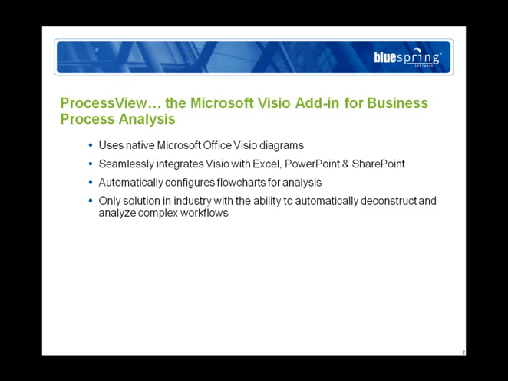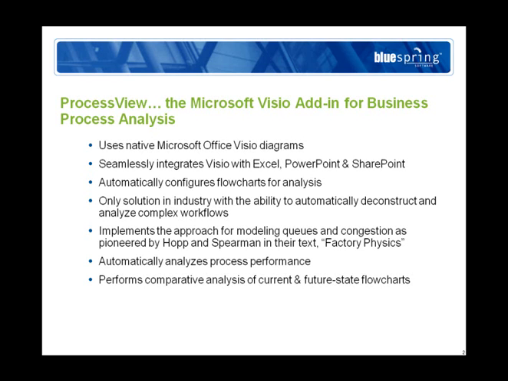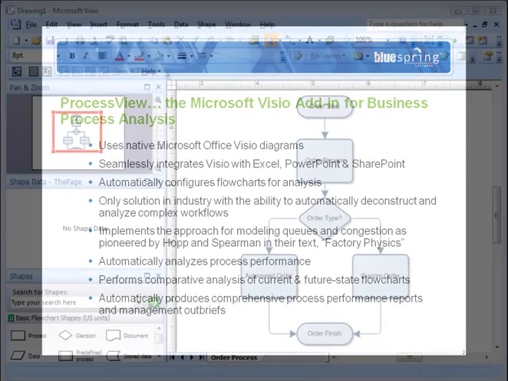analyze complex workflows. ProcessView implements the approach for modeling queues and congestion as pioneered by Hopp and Spearman in their revolutionary text, Factory Physics. ProcessView may be employed to analyze a single process or to perform comparative analysis between current and future state flows. ProcessView generates standardized, comprehensive analysis reports and management outbrief to quickly summarize analysis findings.